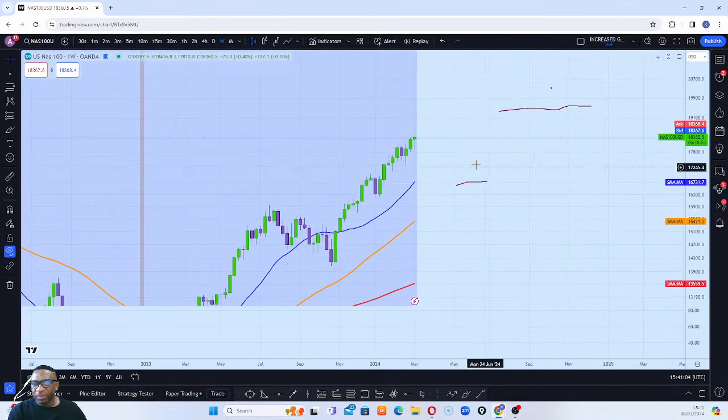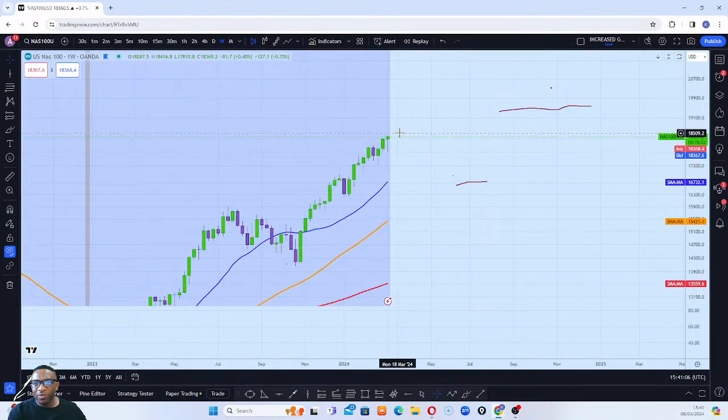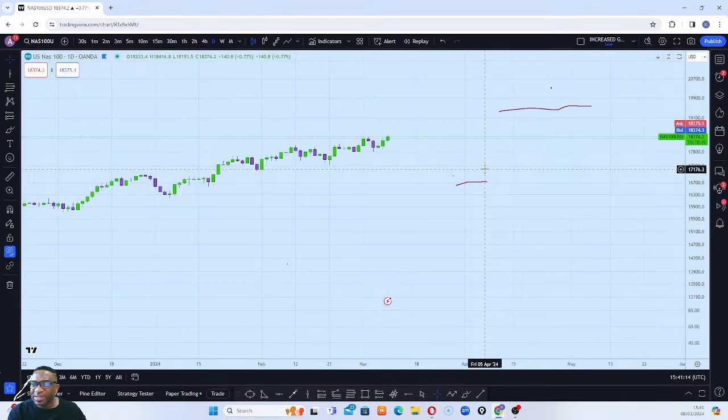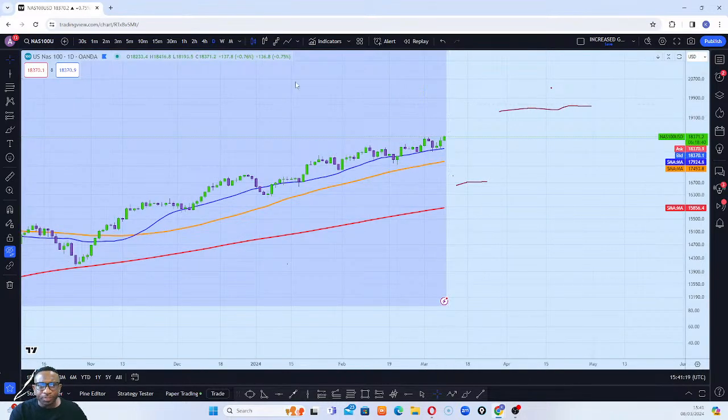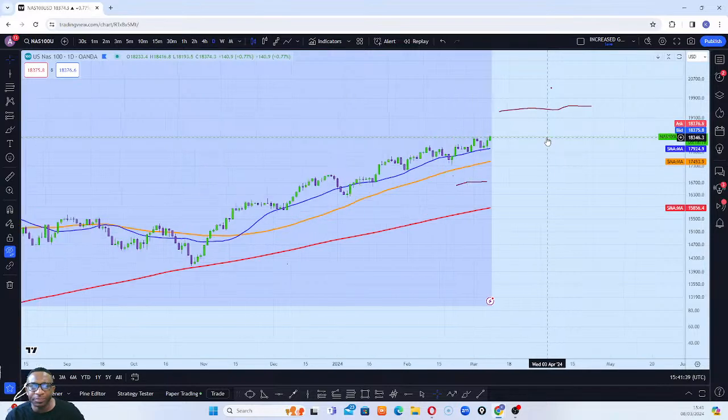So with that said, there is a form of resistance at that level. Let's take into consideration our own key levels we use. So let's see which key level is nearer to this level area. So where it is now, it's around the 350 key level.